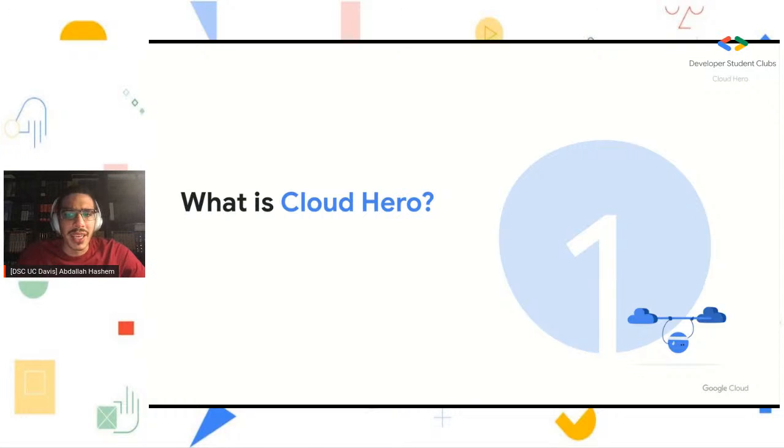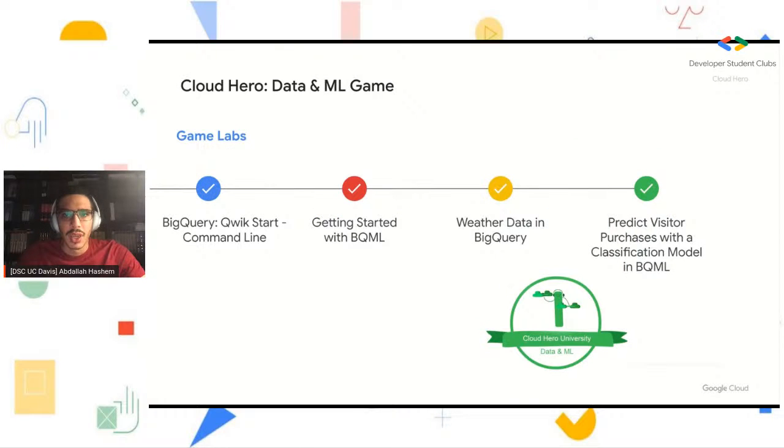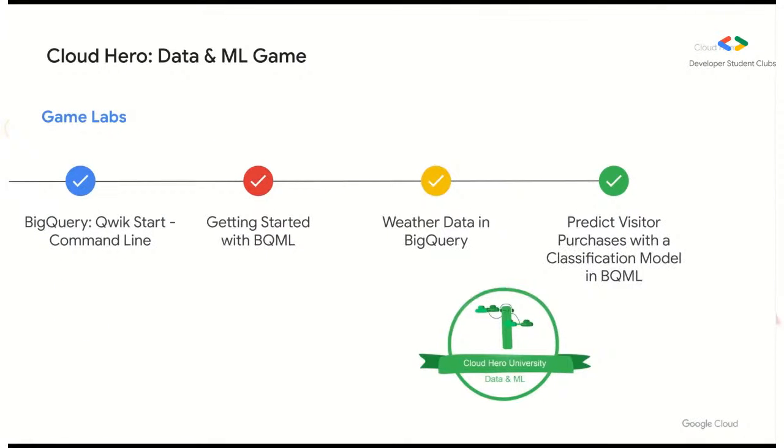Overall, it is one of the many steps toward the path of gaining some perks and certifications, and some of these certifications we're going to go over today. Here's an overview of the labs that are included in data and machine learning and BigQuery. In today's workshop, we'll be going over Quick Start command line, which is the first on the list, the blue check. Each lab is a building block, and they build upon each other. And what you're building is basically your certification on becoming a Cloud Hero.